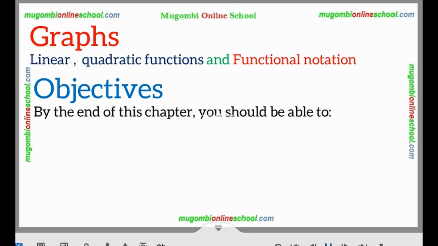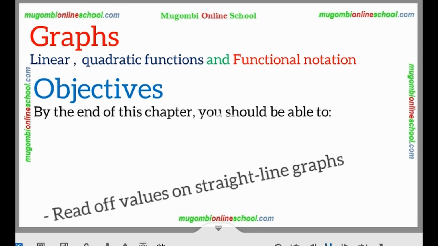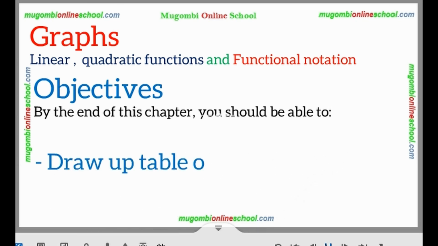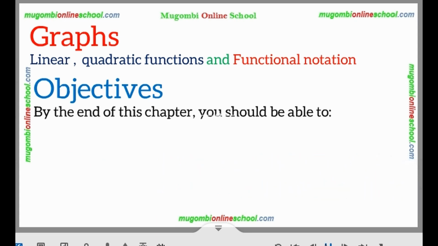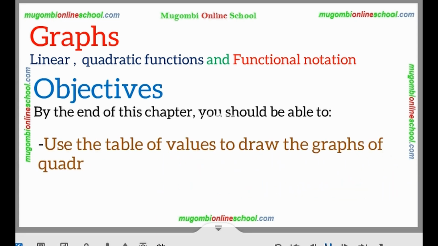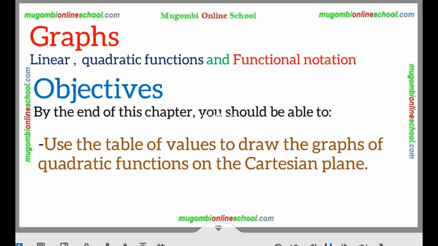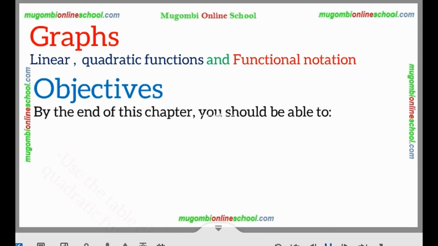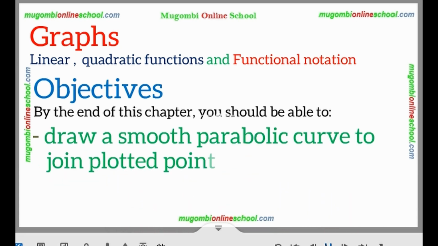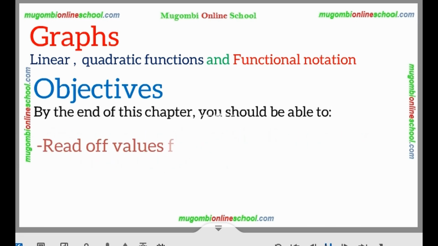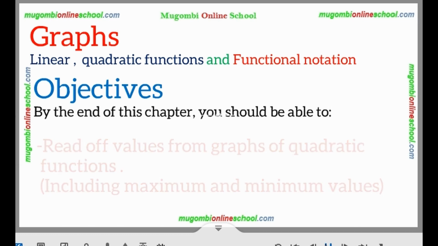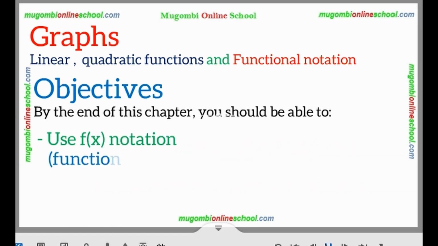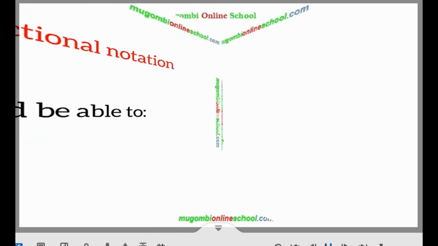Again, you are supposed to be able to read off values on straight line graphs and draw up a table of values for given quadratic functions, as well as to use the table of values to draw the graphs of quadratic functions on the Cartesian plane. And again, you should be able to draw a smooth parabolic curve to join plotted points. You're also expected to be able to read off values from graphs of quadratic functions, including maximum and minimum values. And lastly, you are supposed to be able to use functional notation.